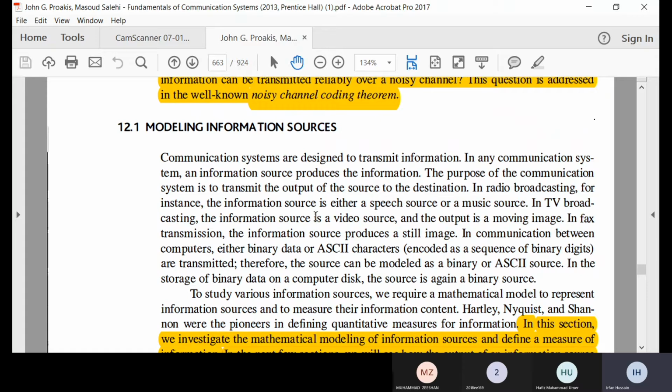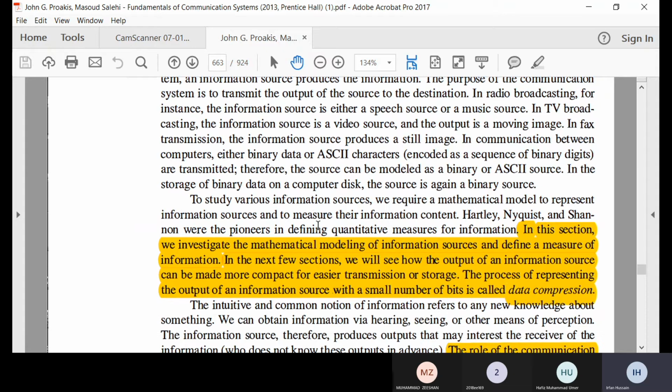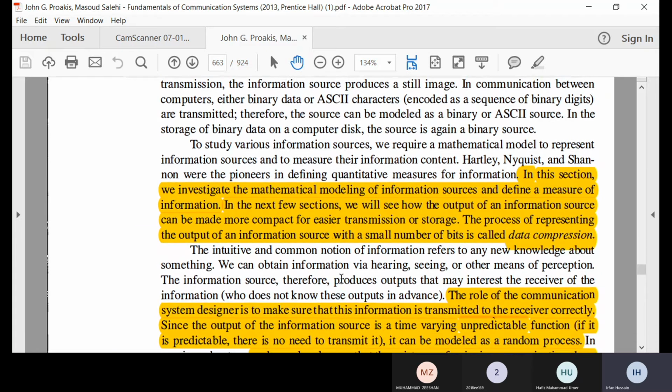Now, first of all, modeling of information sources. We have seen that information could be in any form: audio, video, speech, music. It could be in any type, and then we have to transfer this through a communication channel. The information could be binary, audio, video, analog, or digital, so we require a mathematical model to represent these information sources. Nyquist, Shannon, and Hartley were pioneers in defining quantitative measures for this information.